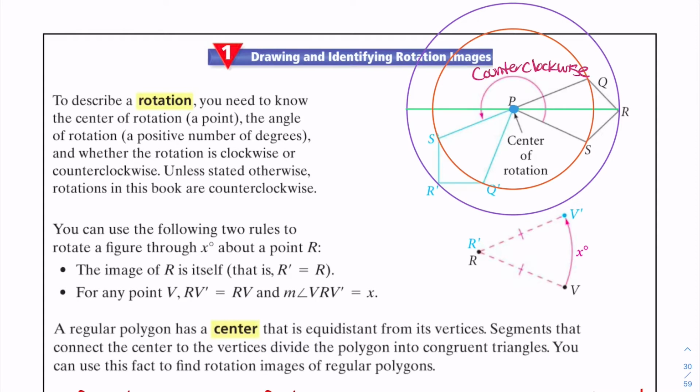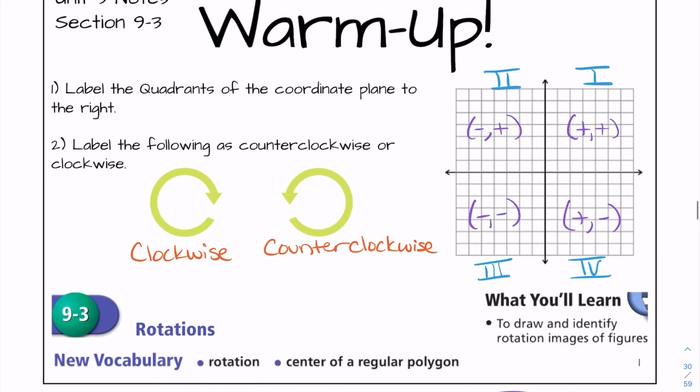We like to follow the order of our quadrants. And because quadrants go in the counterclockwise direction, we also go counterclockwise unless otherwise stated that it's clockwise.